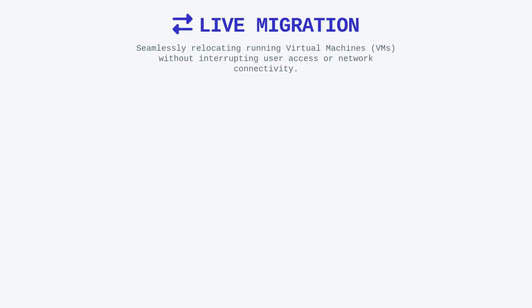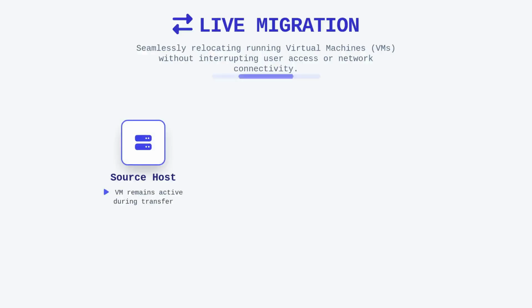Beyond resiliency, the movement of workloads is equally critical, and this is where live migration becomes essential. Live migration allows for the transparent relocation of a running VM from one host to another without interrupting user access or network connectivity. The mechanics involve a multi-step process where the memory state of the VM is transferred from the source host to the destination host, while the VM continues to operate.